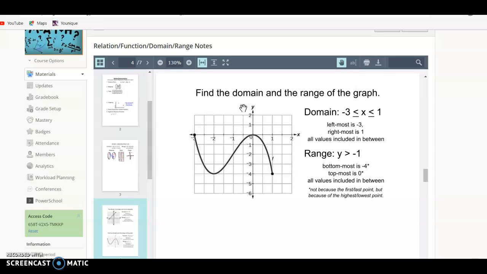What are your y values? So where does it start on the y-axis? And where does it go to? On the y-axis, the topmost is 0. The bottommost is -4. So it would be between 0 and -4.